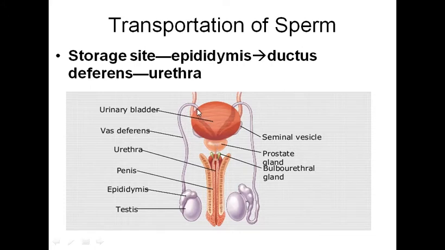See the cursor, I'm tracing it. This ductus deferens or vas deferens will take the sperms, and they will traverse the whole course and enter into the urethra, right? And from the urethra it will be expelled to the exterior.